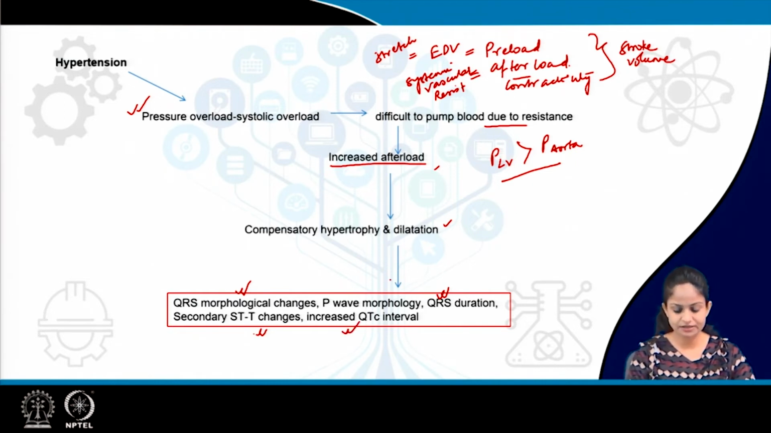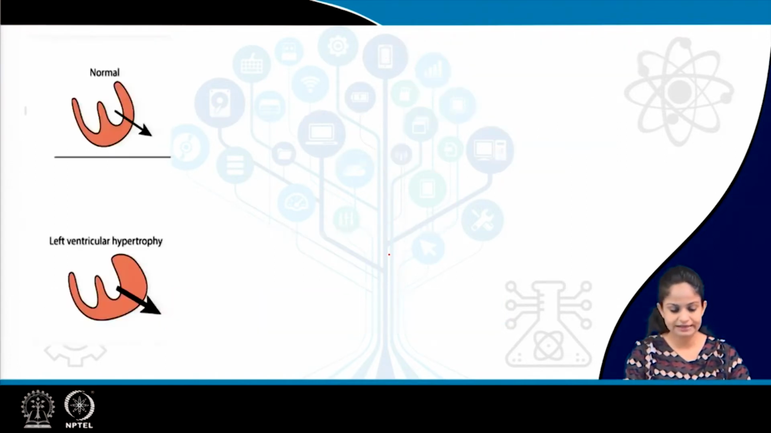There will be an increased QT interval. The corrected QT interval usually denotes the action potential duration, and that will get increased because of the increased depolarization of the ventricles. And of course, there will be a change in the P wave morphology, simultaneously with the left ventricular hypertrophy we see in hypertension; there is left atrial enlargement also. That is why atrial enlargement is usually depicted by P wave morphological changes. So, now we will see what changes we are getting.